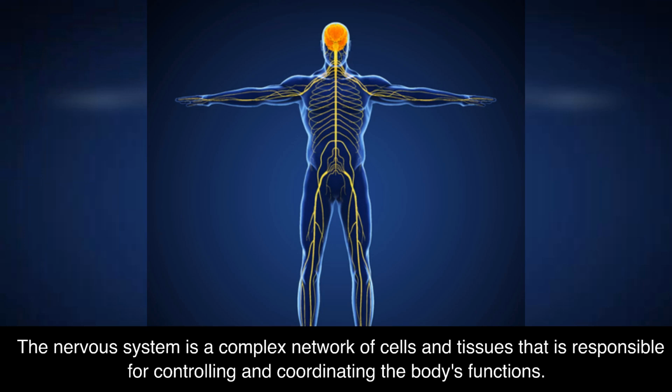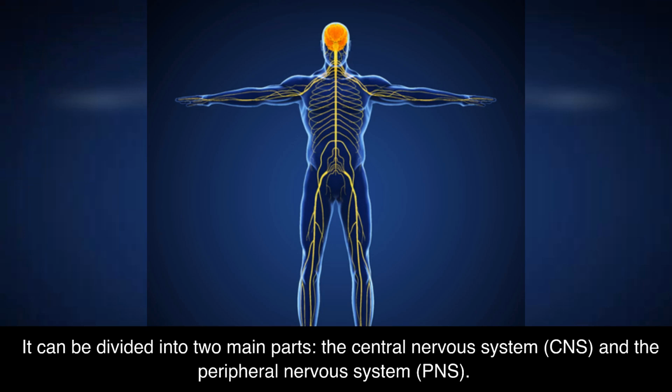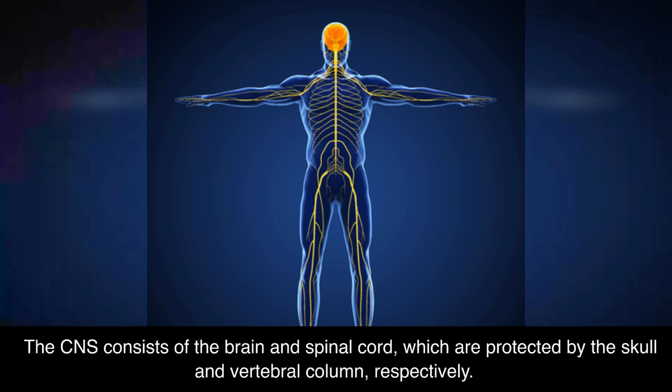The nervous system is a complex network of cells and tissues that is responsible for controlling and coordinating the body's functions. It can be divided into two main parts: the central nervous system, CNS, and the peripheral nervous system, PNS. The CNS consists of the brain and spinal cord, which are protected by the skull and vertebral column, respectively.